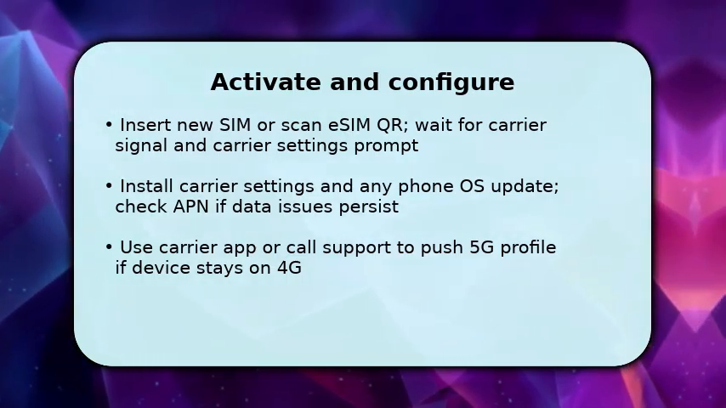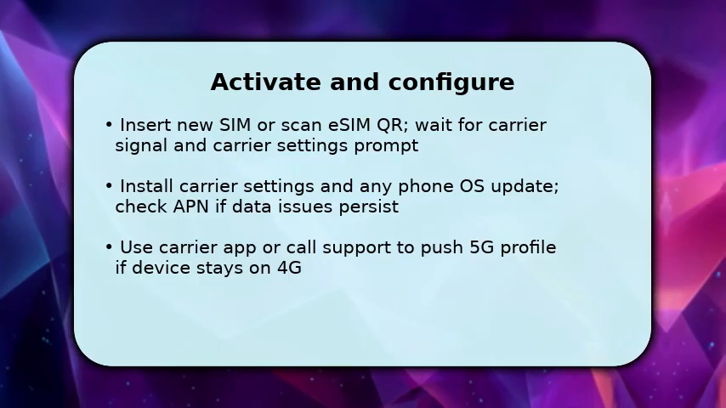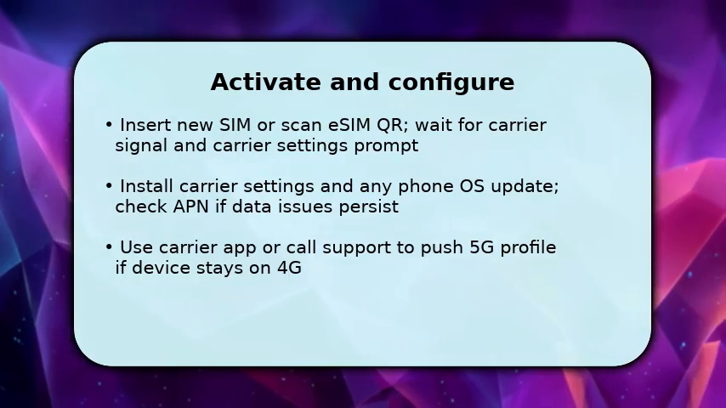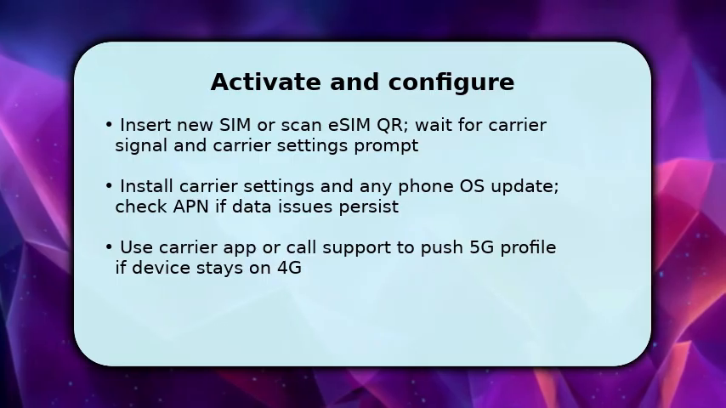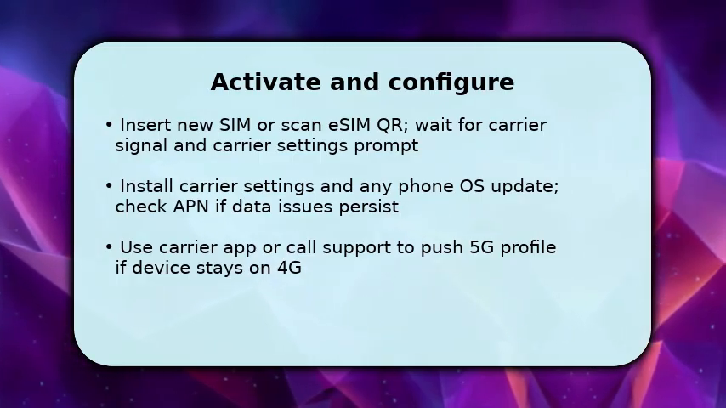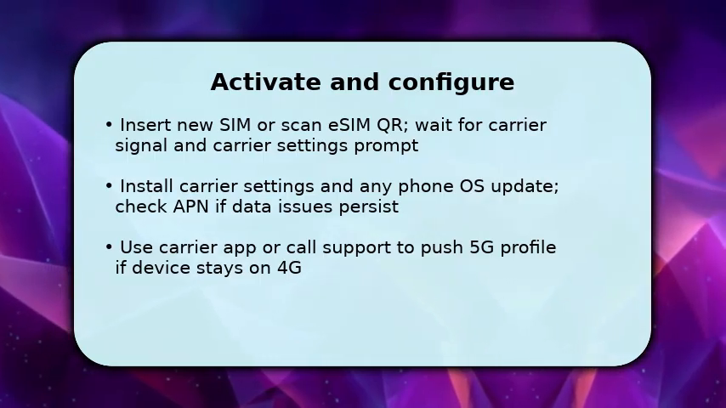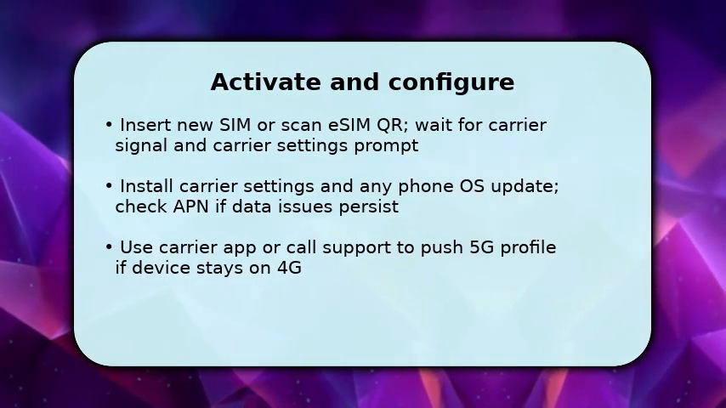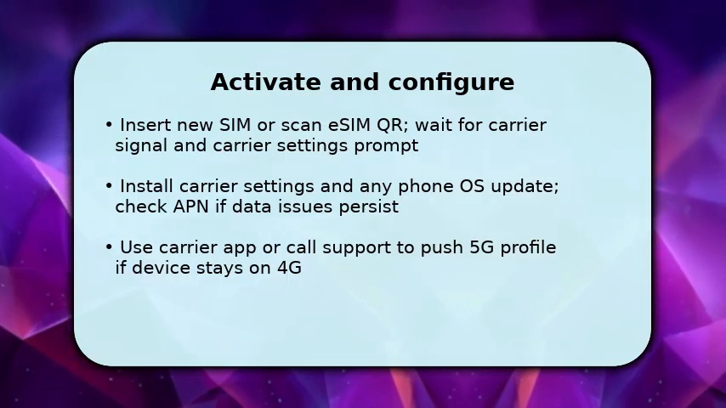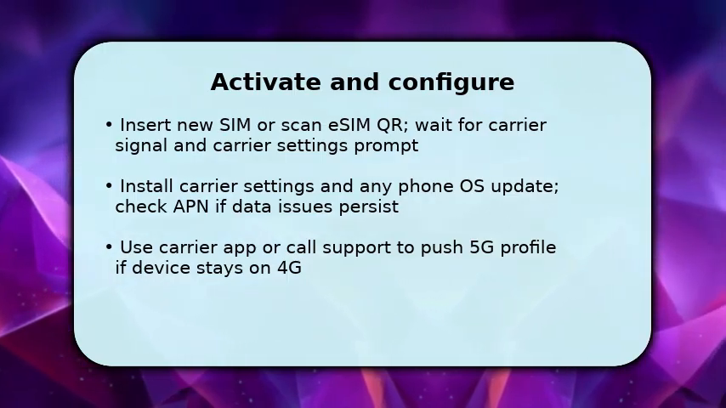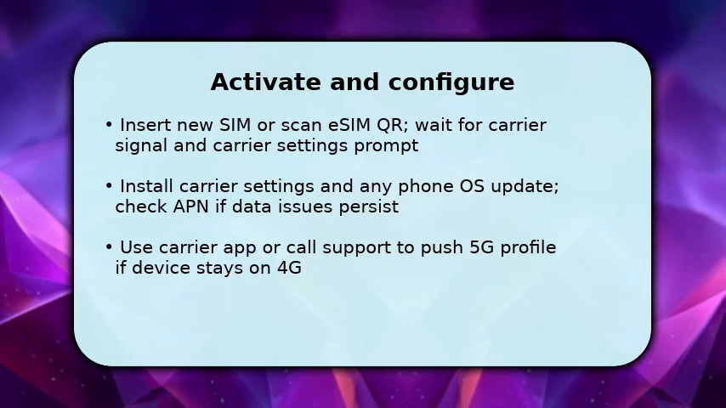Make sure your phone OS is up to date because modem firmware updates enable 5G performance. If data or registration fails, check APN values under mobile network settings and correct them to carrier specs. If you still see 4G, use the carrier app or call support so they can push the 5G profile to your account and reprovision the SIM.